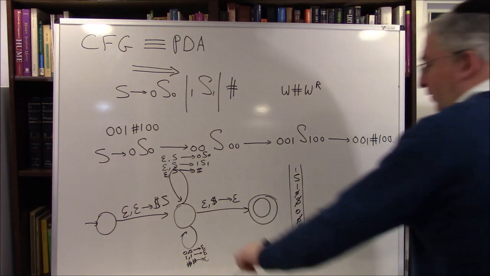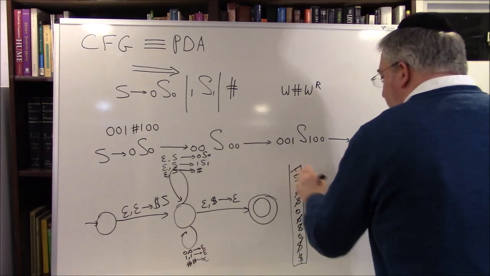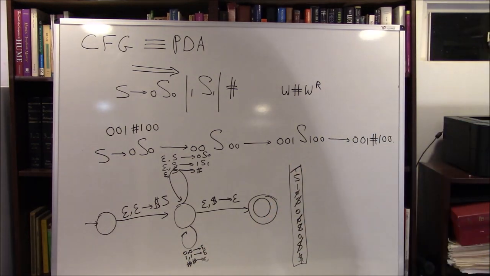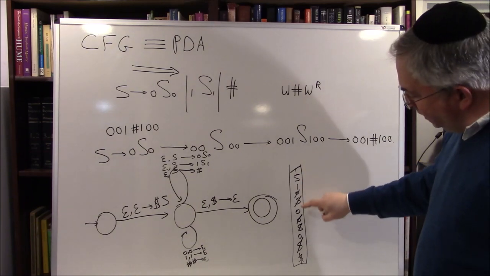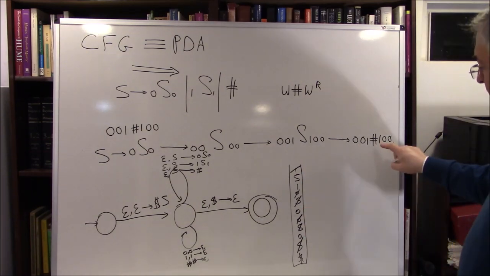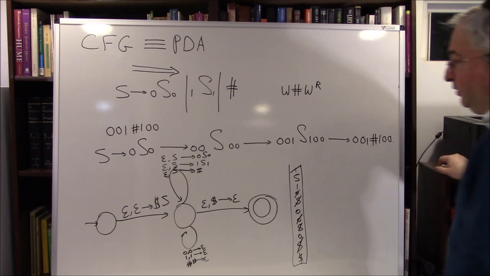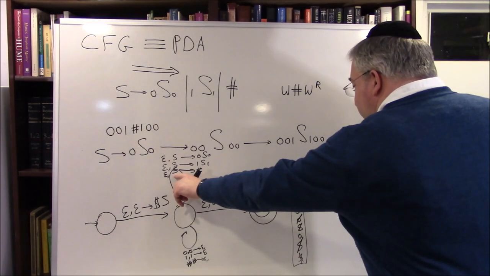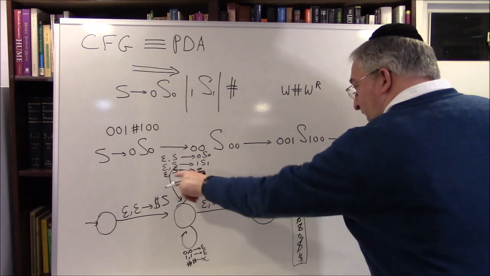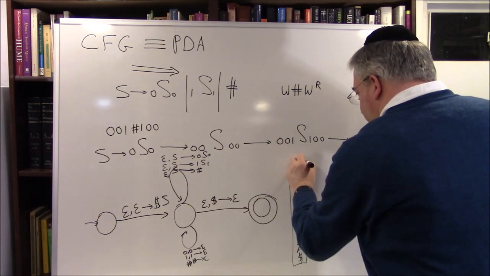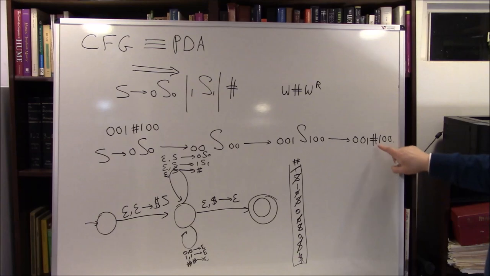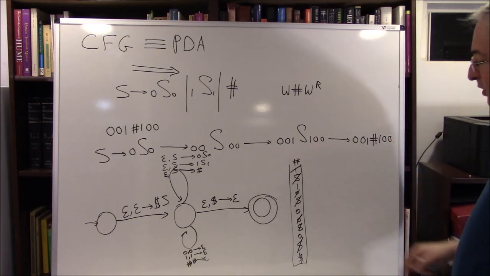Great. Now I use this 1 and get rid of the 1. Now, look what I have on my stack: S and then 1, 0, 0. What should I do now? I need to get the number sign. So look which rule I'm going to use. I'm going to take this S, cancel it out, pop it, and put in the number sign. Great. That takes care of that. Okay, no, that doesn't take care of that. That's just one of the rules I have.